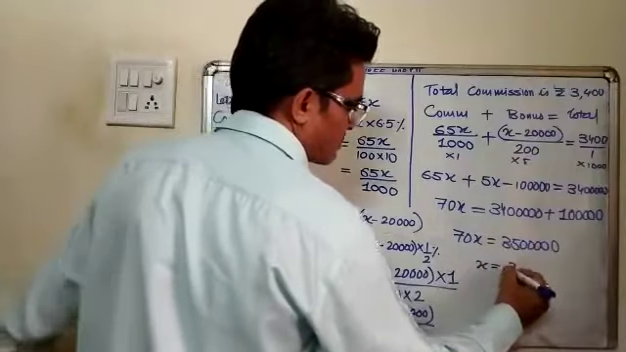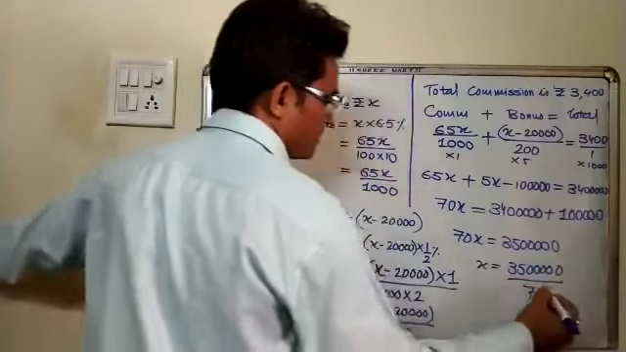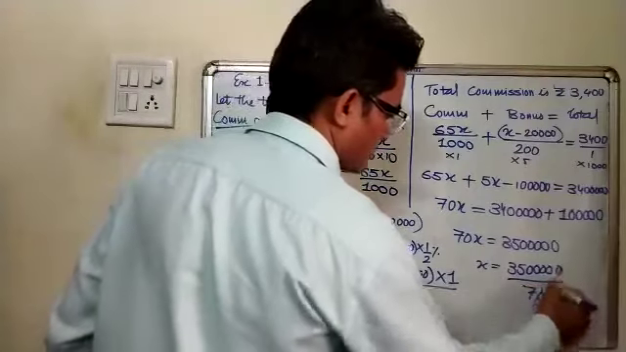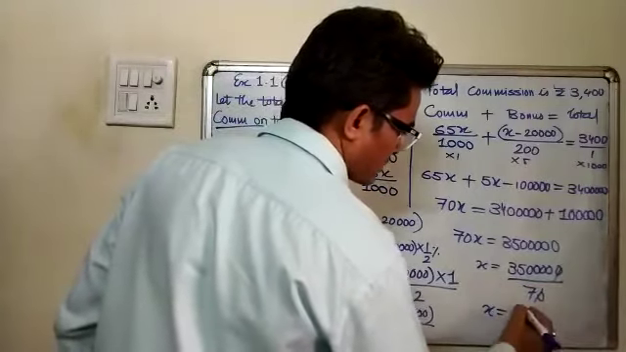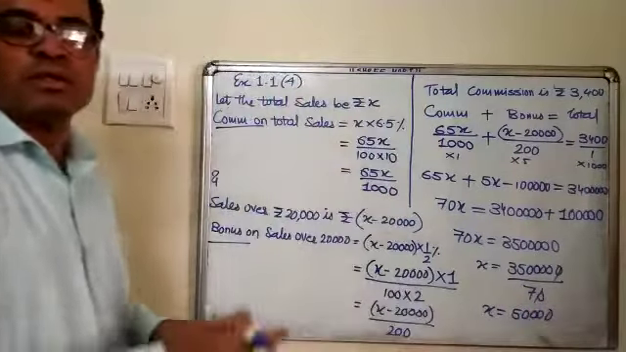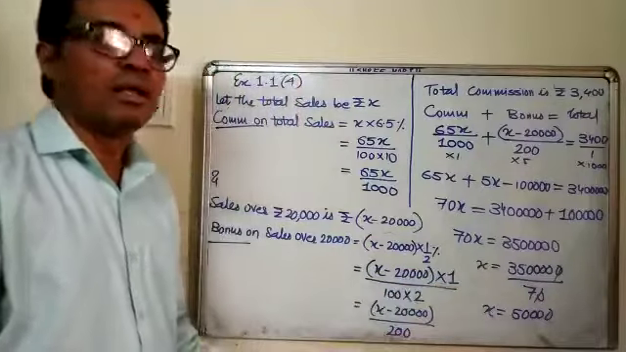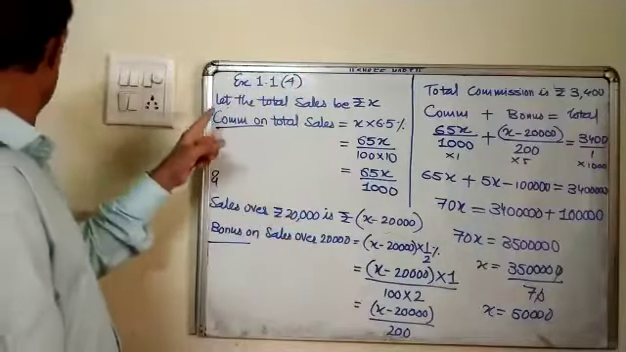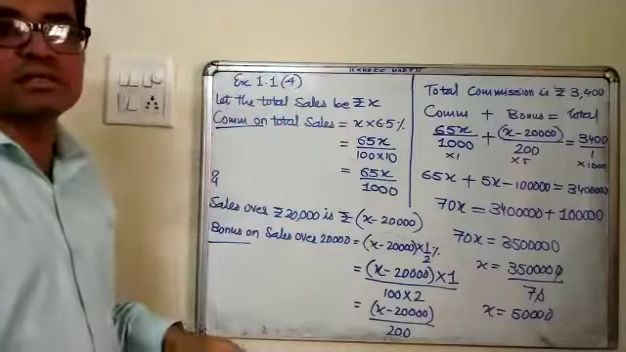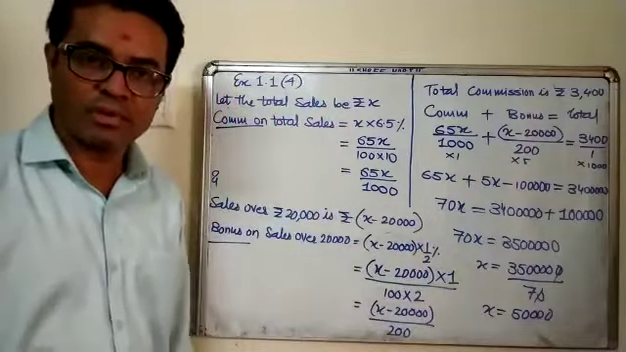X upon 70 is 50,000. So here we got x as 50,000, and what is x here? X is the total sales. So the total sales is rupees 50,000. Understood?